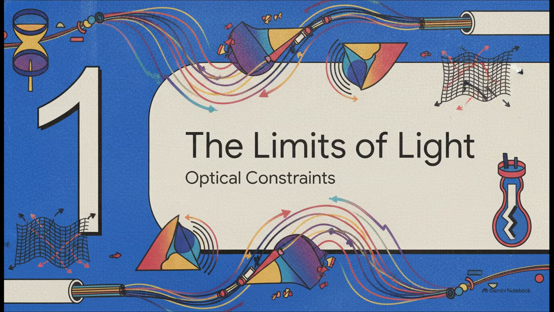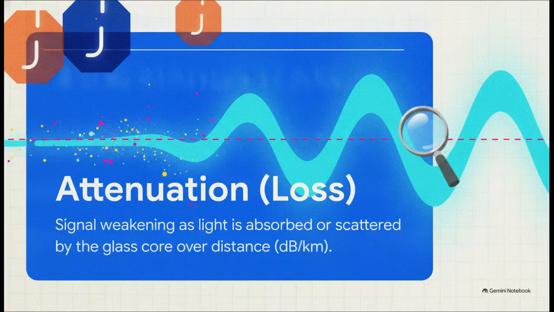So, Section 1, the limits of light, understanding optical constraints. Before we even try to compare the cables themselves, we really need to lay down the universal rules of light. You see, when we transmit data as pulses of light through glass, we are essentially fighting against physics.